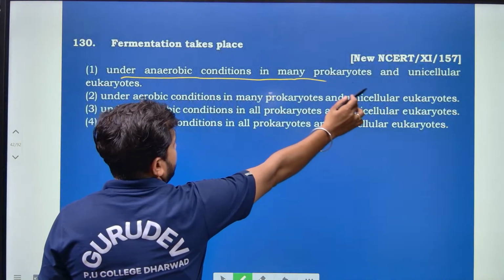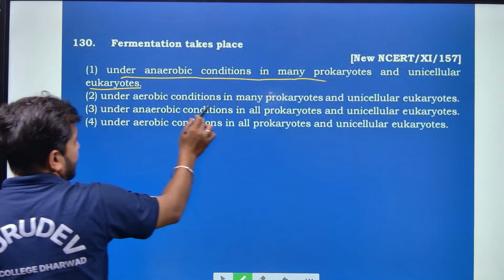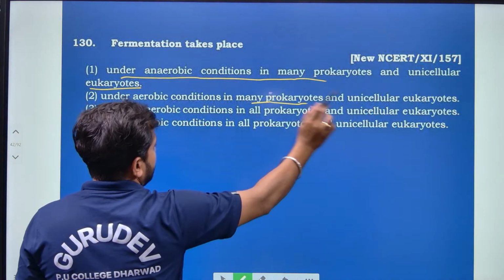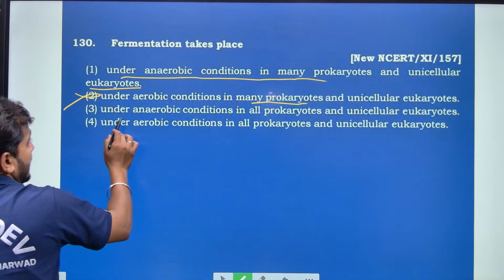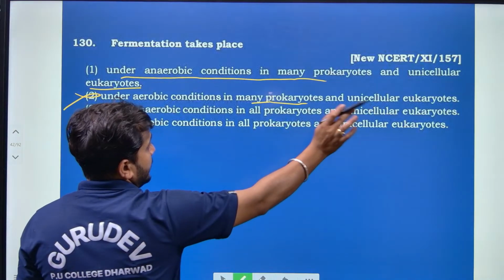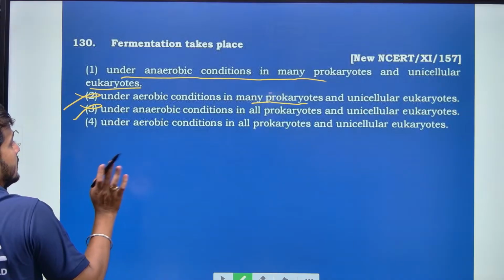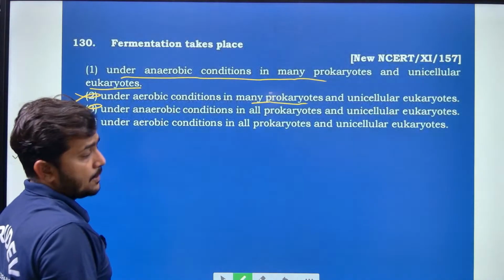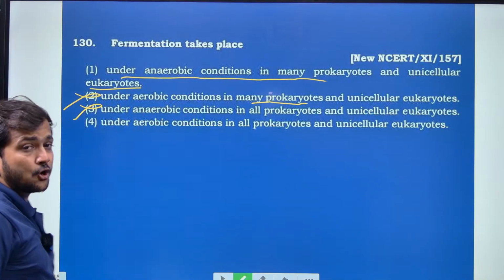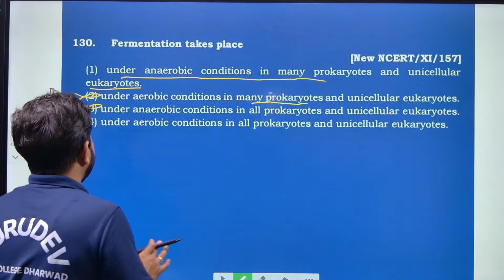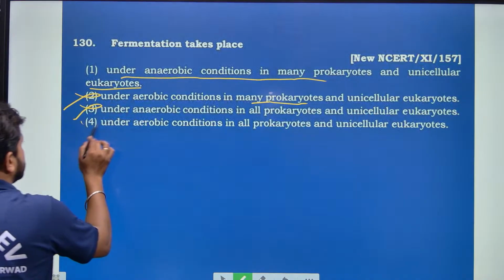Anaerobic condition in many prokaryotic and unicellular eukaryotes. Under aerobic conditions in many prokaryotic and unicellular. So fermentation won't take place in aerobic conditions. Then under anaerobic condition in all prokaryotic and unicellular eukaryotic. So this is not even possible. Not all of them are going to carry out the fermentation, right? And fermentation is majorly the result of anaerobic respiration. So here, under aerobic condition in all prokaryotic and unicellular eukaryotic, this is also wrong.